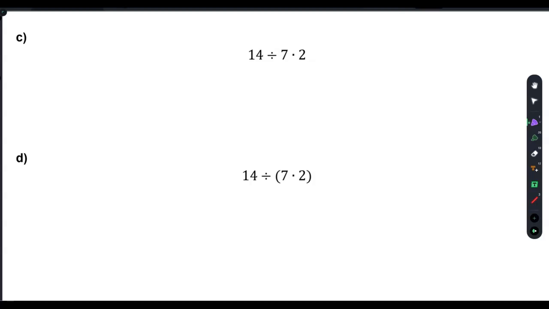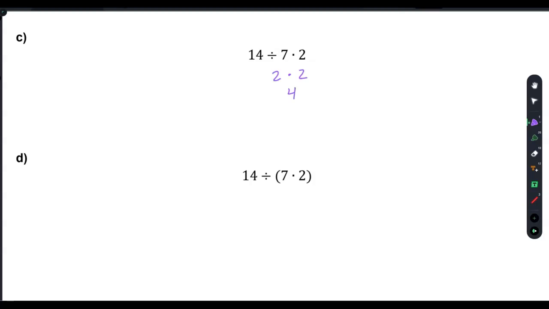And so in this case, since the division is on the left of the multiplication, I would actually do that first. So the first thing I'm going to do is 14 divided by 7, which should give me 2. And then I would bring down the rest, the times 2. And so now I'm left with just the multiplication, 2 times 2, which gives me 4.